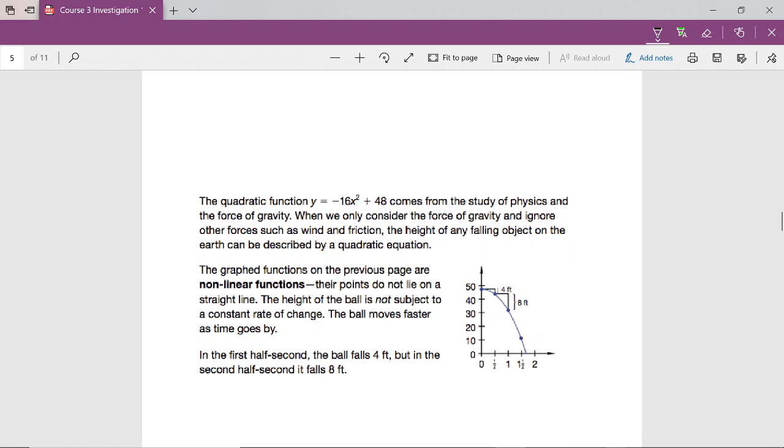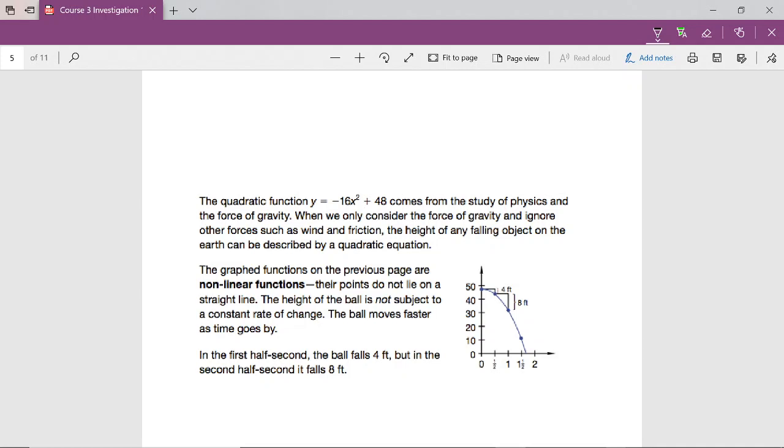So the quadratic function, -16x² plus 48, comes from the study of physics and the force of gravity. When we only consider the force of gravity and ignore other forces such as wind and friction, the height of any falling object on the earth can be described by this quadratic equation. Friction and wind do change it a little bit in real life, but in general it does show this shape. So the graph function on the previous page, we just consider them nonlinear.